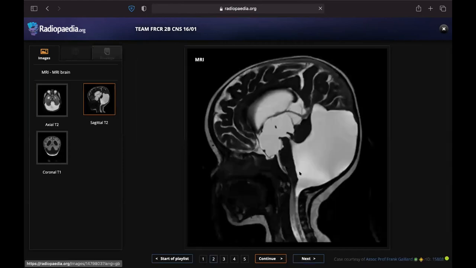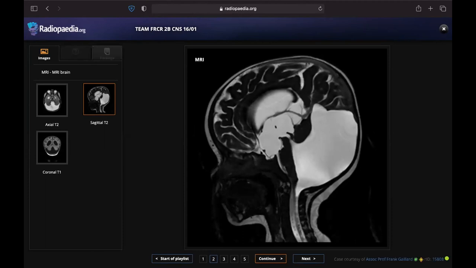I think this is a very valid terminology, the elevation of the torcula, or maybe I'm pronouncing it wrong, and the lambdoid inversion, because the torcula and the tentorium go up. So the terminology used is lambdoid torcular inversion. And as you said, enlarged posterior fossa.